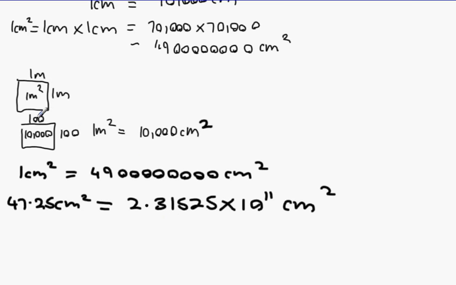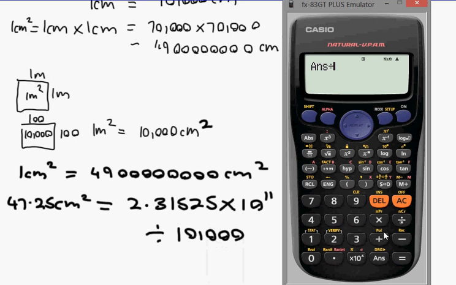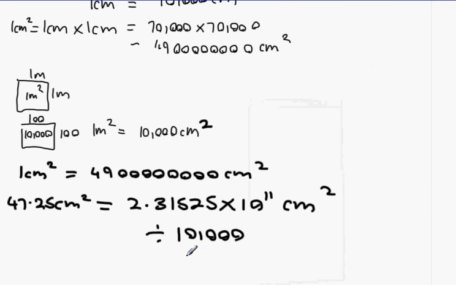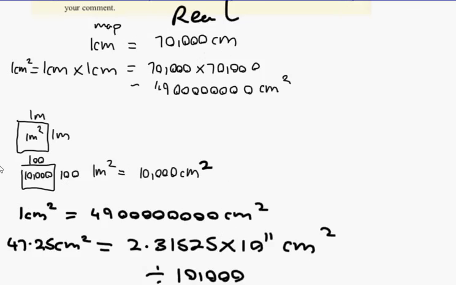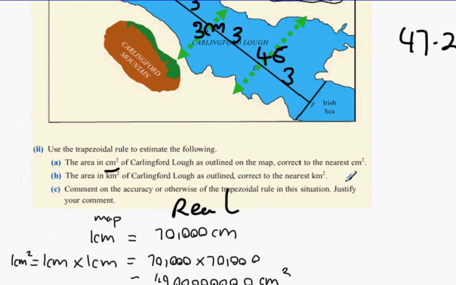Now we have to divide by 10,000 to convert it into metres squared, and we get 231,525 and 2 zeros, metres squared. Now the question asks me to change it into kilometres squared.